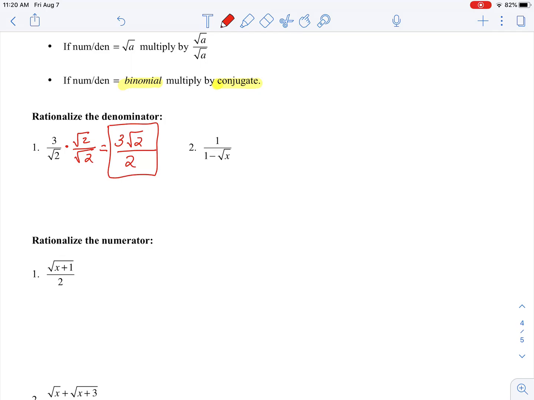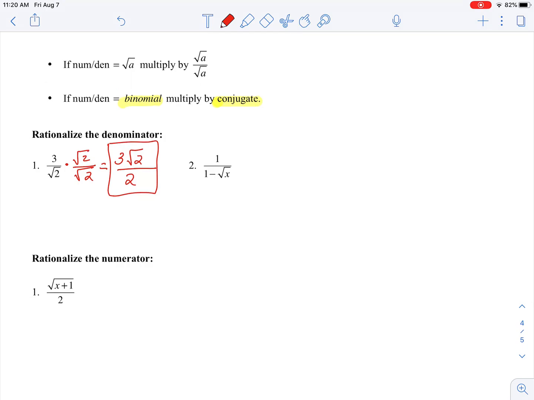In example 2, I will have 1 over 1 minus the square root of x. Now I have a binomial, so what I want to do is multiply the top and the bottom by the conjugate. The conjugate in this case is going to be 1 plus radical x over 1 plus radical x. The conjugate is just you leave the two terms the same and you change the sign in the middle.